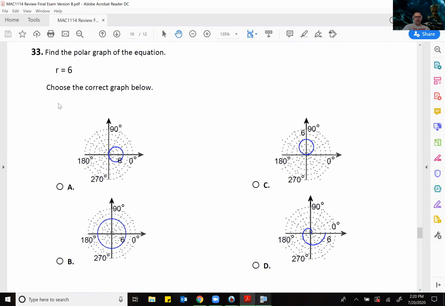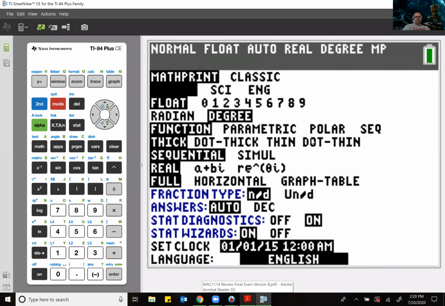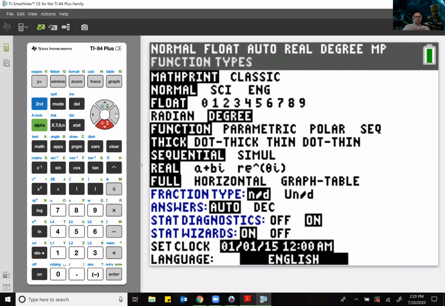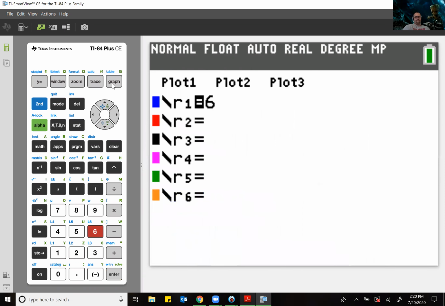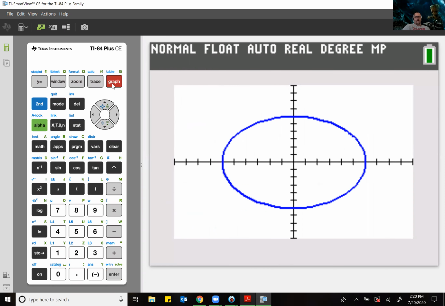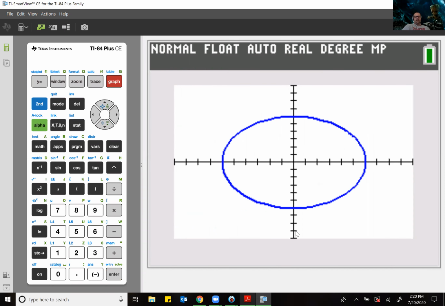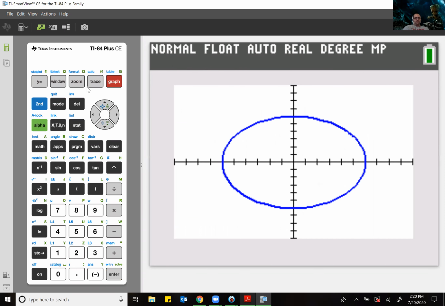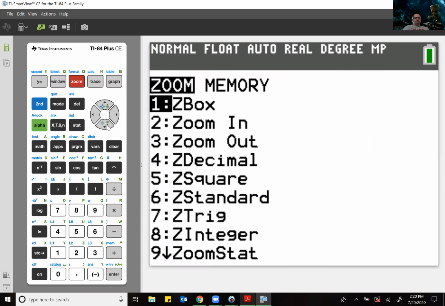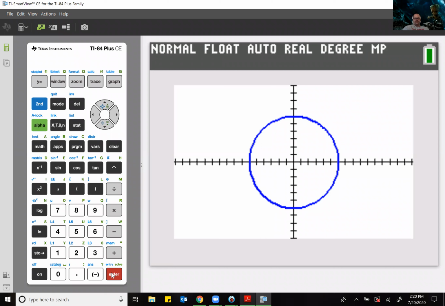First off, change your mode and make it polar. So I've changed it to polar. Now hit y equals, push 6. Graph. And there it is. I know it looks oval. That's because my screen is not squared up. If I want to square this up, I hit zoom and scroll down to number 5, zoom square. There you go. Centered at the origin, like I said.